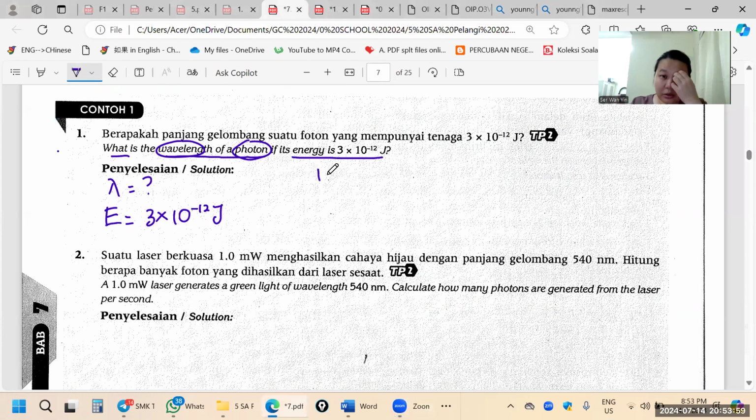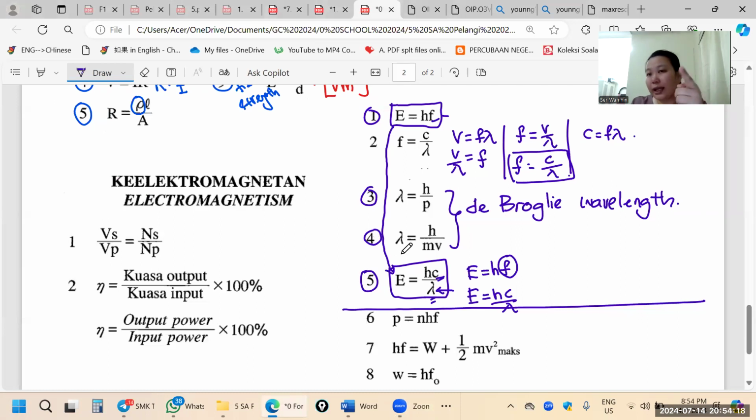So actually, you can use E equals to hf first, but you find out we don't have f, but we got lambda. Since f equals to c over lambda, you substitute hc over lambda. It means you can directly use number 5, hc over lambda. See, they purposely make it far. They purposely make it far. So 1, 5, either 1 or 5.